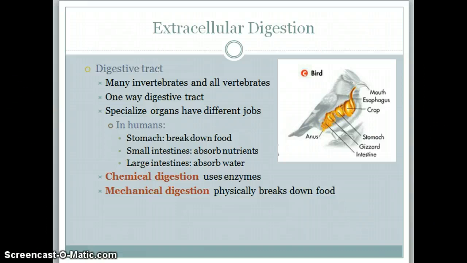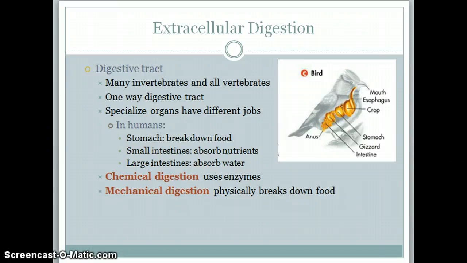For example, in humans, our stomach breaks down food, both using enzymes to chemically break down food particles and mechanically, squeezing the food and physically breaking it down. Your mouth also does chemical and physical digestion, or chemical and mechanical digestion. Salivary glands produce enzymes that break down food. So when your mouth waters, your body is actually physically preparing itself to eat by producing the enzymes that will be needed to chemically break down food.